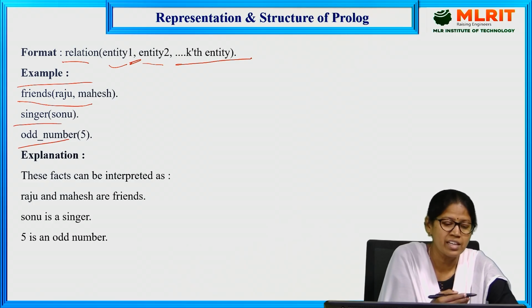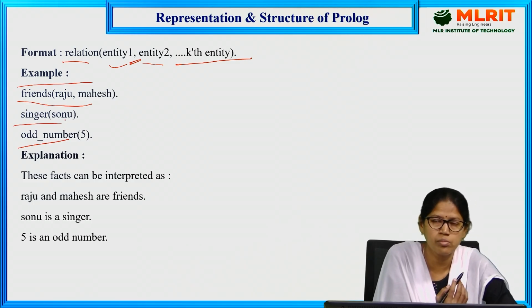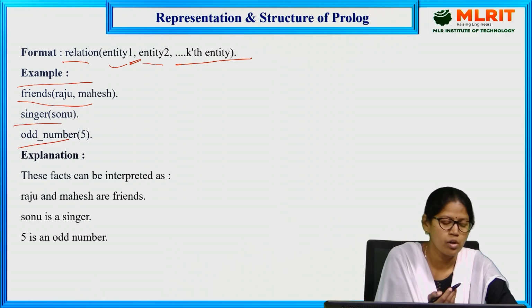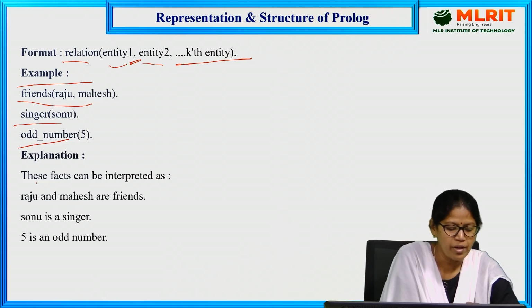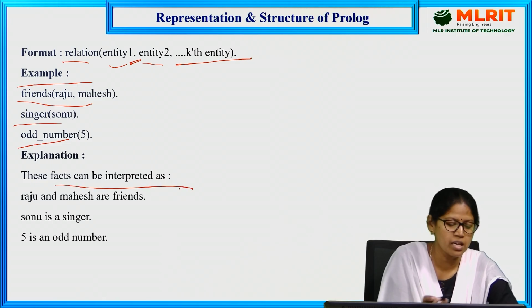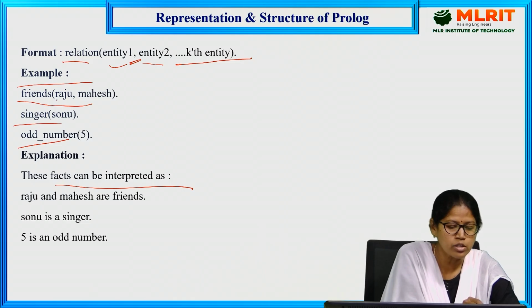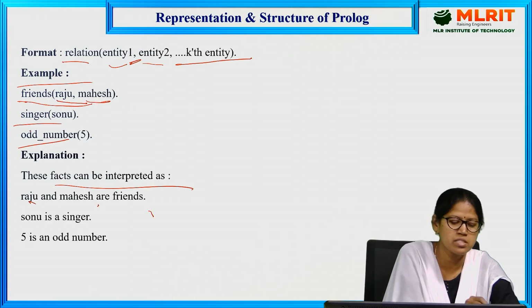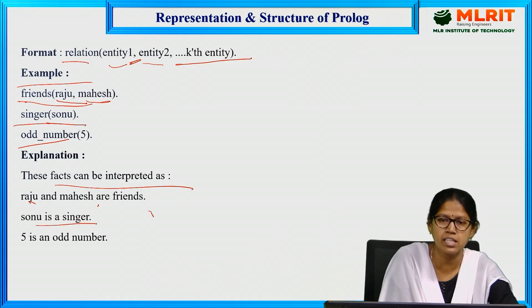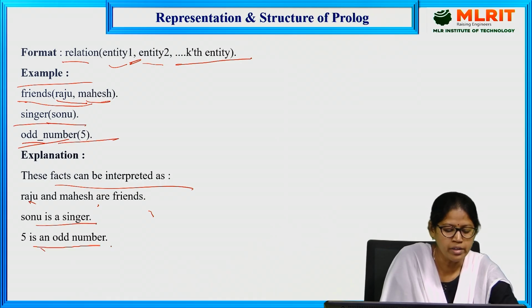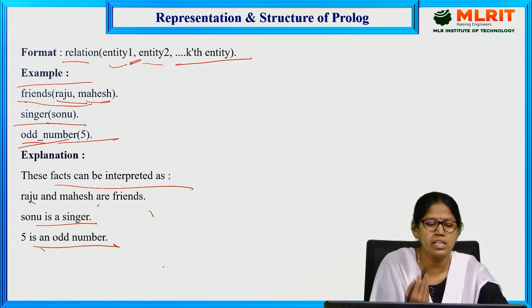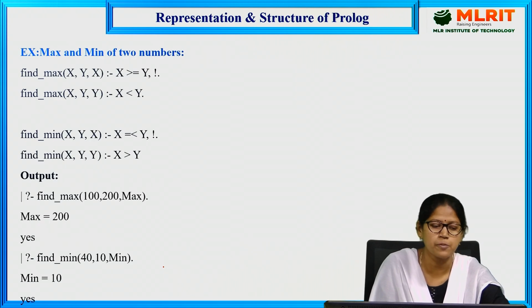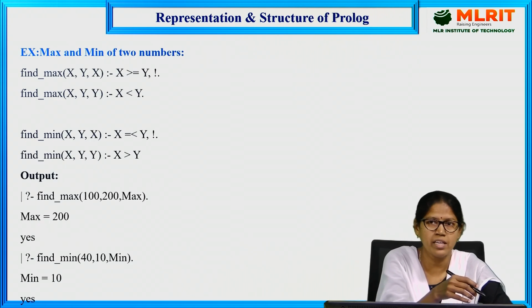How can we read these statements, and how can we pose a query against this knowledge base? The facts can be interpreted like this: Raju and Mahesh are friends. Next, Sonu is a singer. 5 is an odd number. Like that we can read the facts or statements.